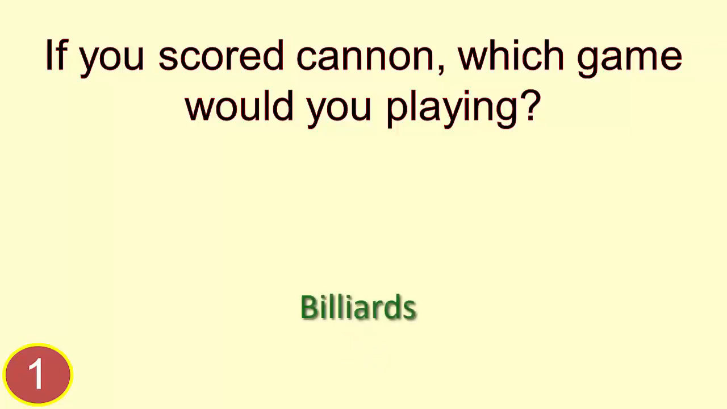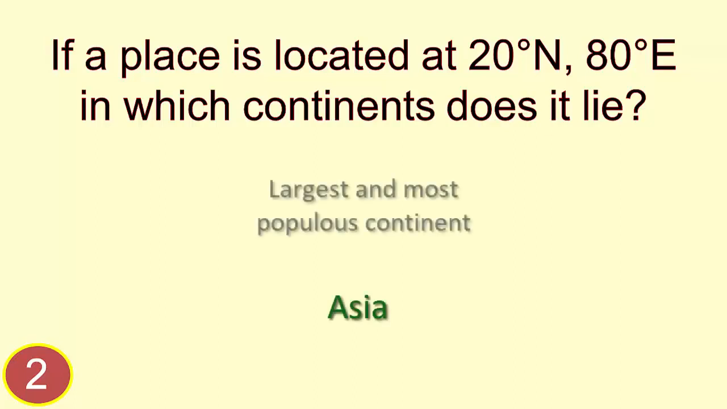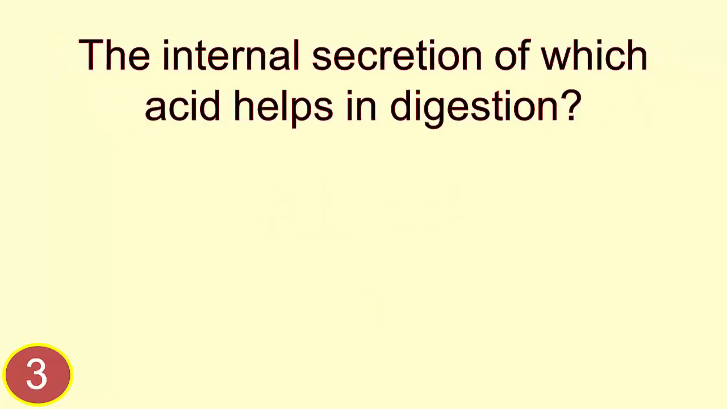Answer is billiards. If a place is located at 20° north, 80° east, in which continent does it lie? Answer is Asia, Earth's largest and most populous continent. The internal secretion of which acid helps in digestion? Answer is hydrochloric acid.